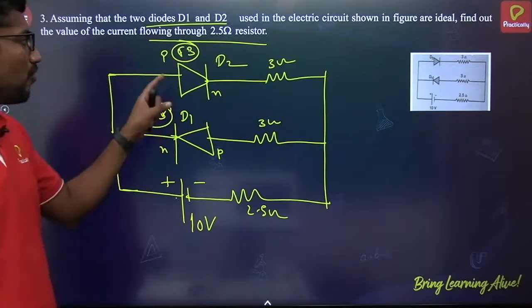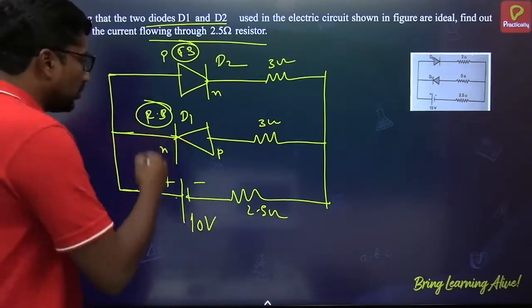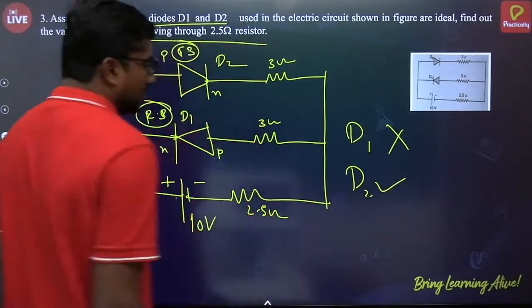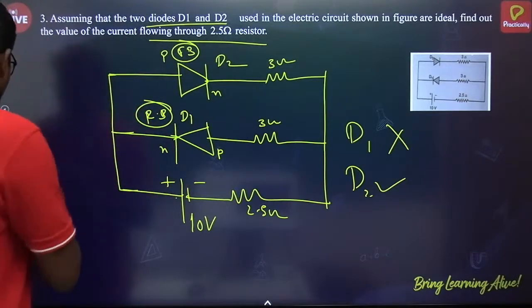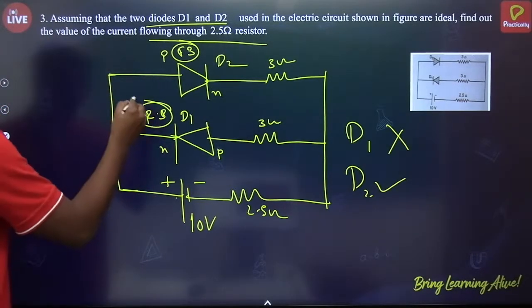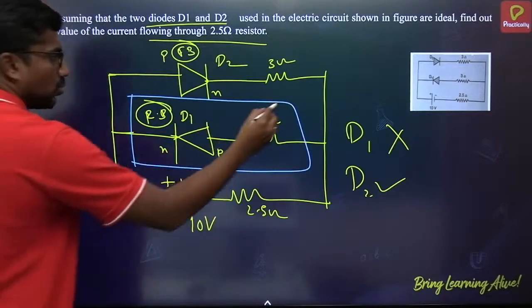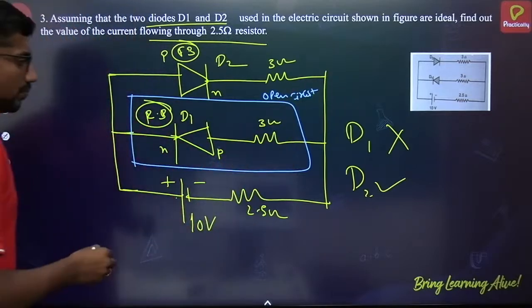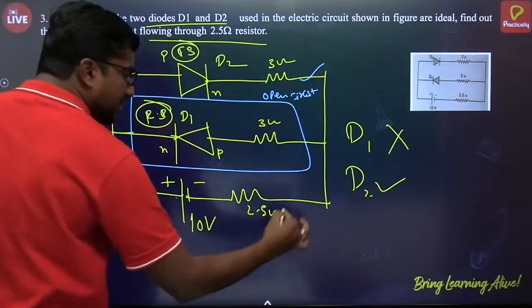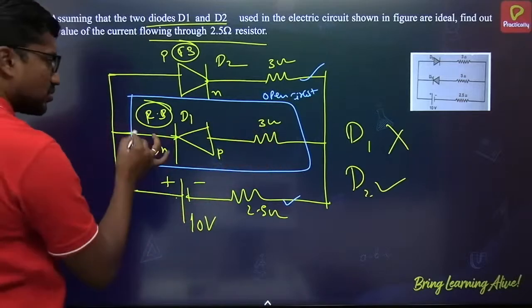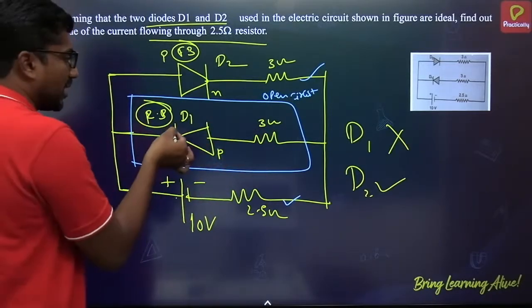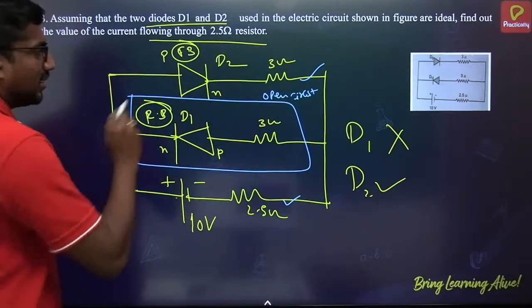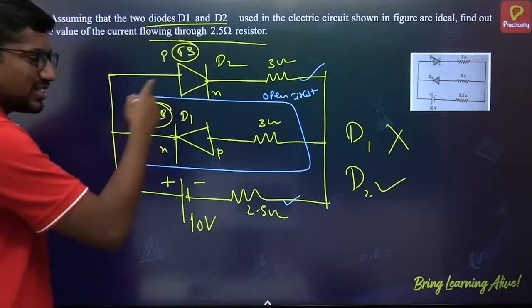So the one which is in forward bias only will conduct here. So D1 won't conduct here, only D2 will conduct. That means you have to take this as an open circuit. This is an open circuit. So now 3 and 2.5, this and this will be in series. Though it exists, according to the concept it won't conduct since it is in the reverse bias case. This part alone will conduct then. That means diode D2 will conduct here because it is in forward bias.